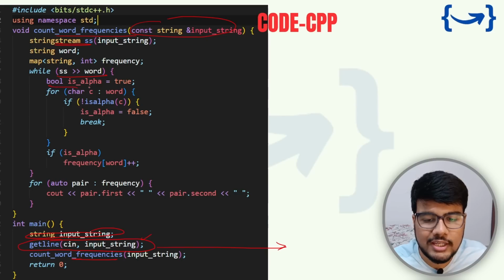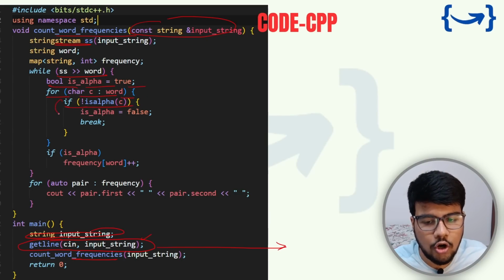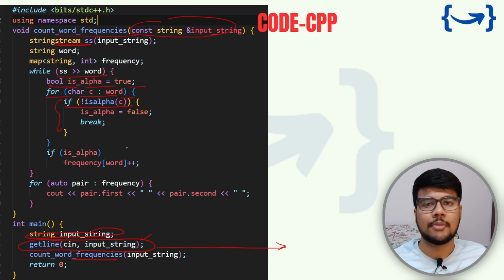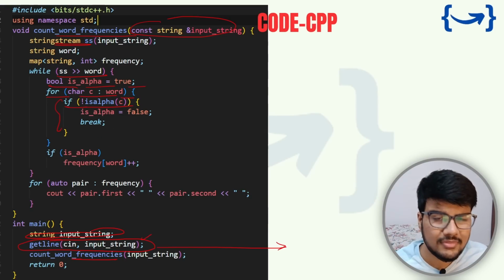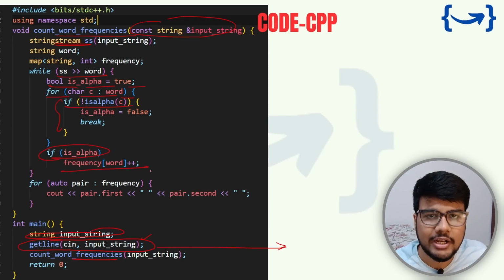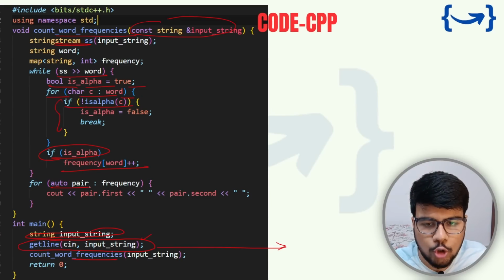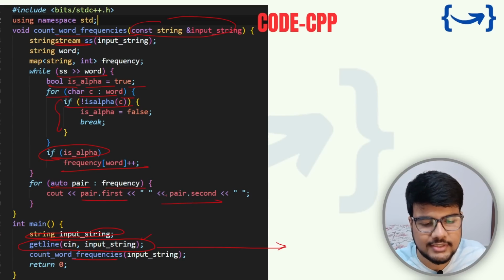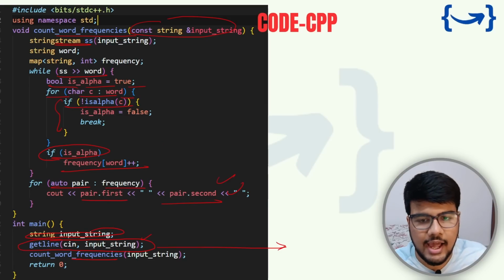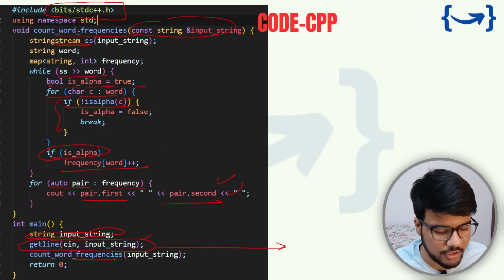So bool isAlpha is true. For char c in word, if it is alpha, not something else, then only please perform. Otherwise, don't perform, because it could be some other type of word or digit or something. So if it is alpha, please increment the frequency of that word. And auto pair, pair first, pair second, and you're done with your answer. And what you notice here is you can use bits/stdc++.h for sure.